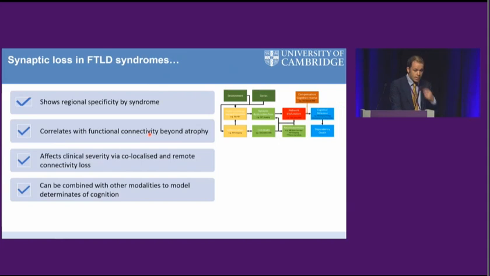So key takeaways are that the synaptic loss in FTLD syndromes did show regional specificity by syndrome. It correlated well with functional connectivity and beyond atrophy. It affects clinical severity via both co-localized and remote connectivity loss, and shown a way that we can combine different modalities to model how various factors may determine cognition.